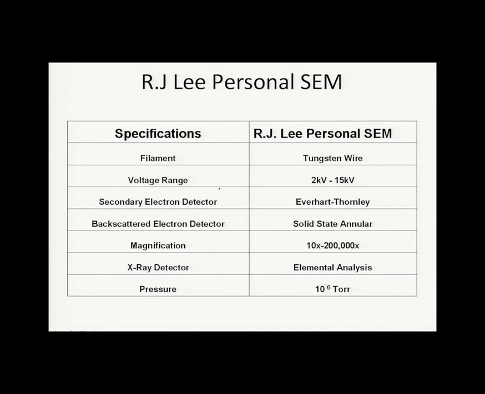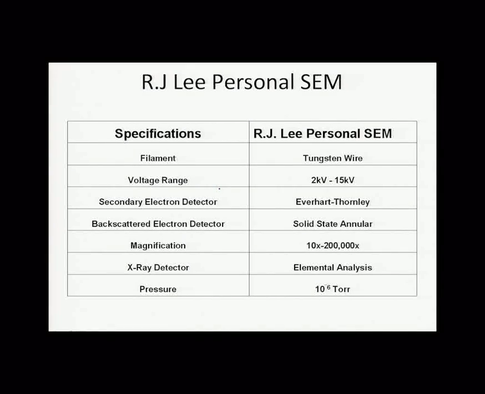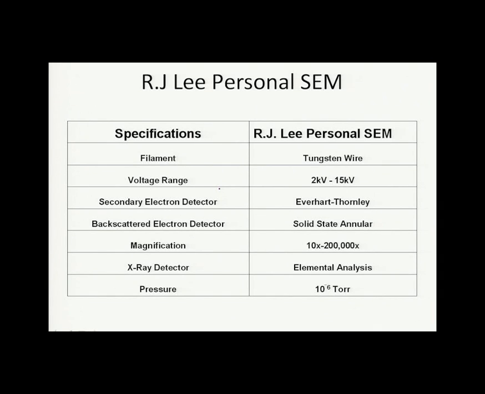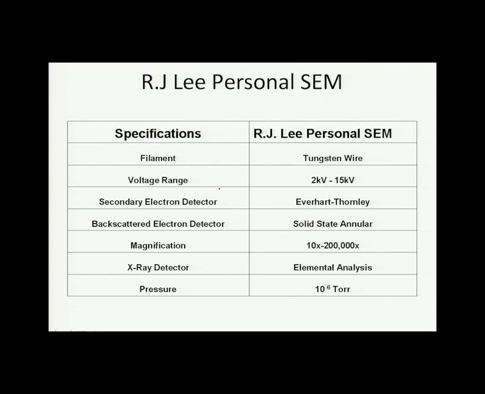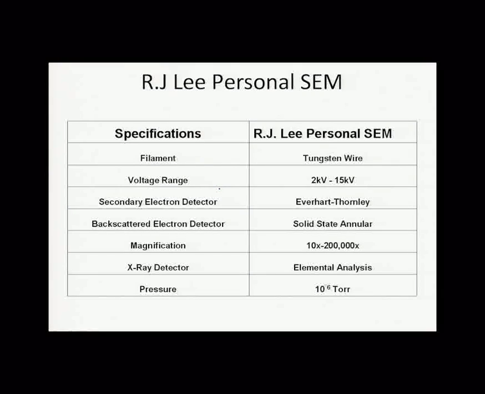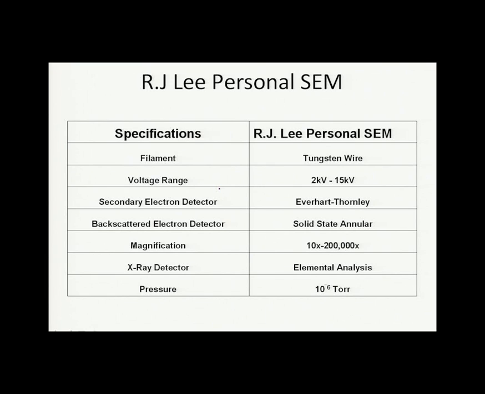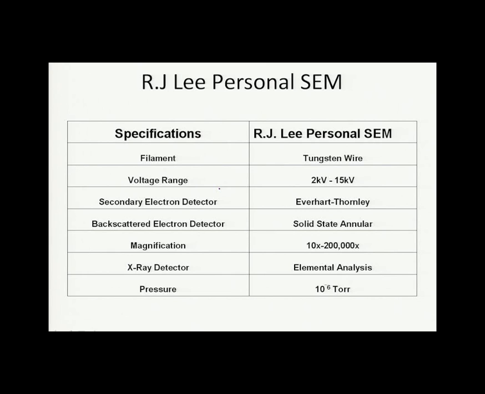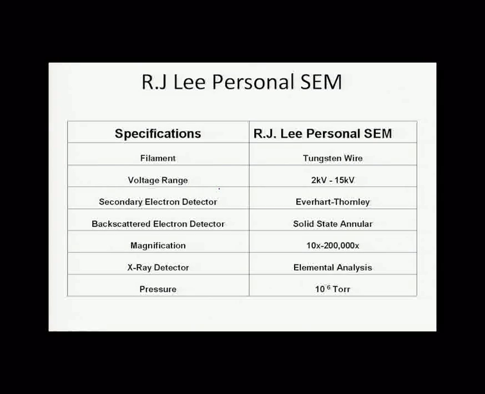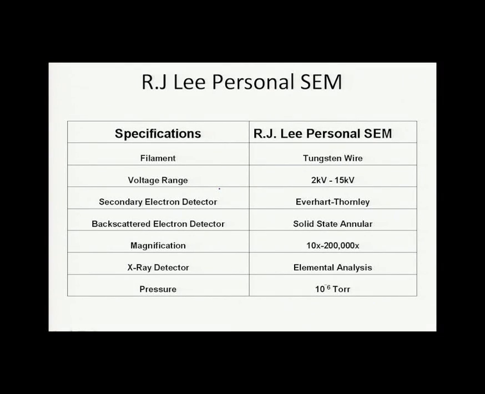Here's a brief snapshot of a very rudimentary scanning electron microscope, the R.J. Lee Personal Scanning Electron Microscope. It uses a tungsten wire, has a 2 to 15 kilovolt voltage range, has a typical Everhart Thornley, which is a very standard secondary electron detector, and an annular or disc-shaped backscattered electron detector. It can magnify from 10 to 200,000 times, may have an X-ray detector for element analysis, which we'll discuss further, and has an operating pressure of 10 to the negative 6 torr.